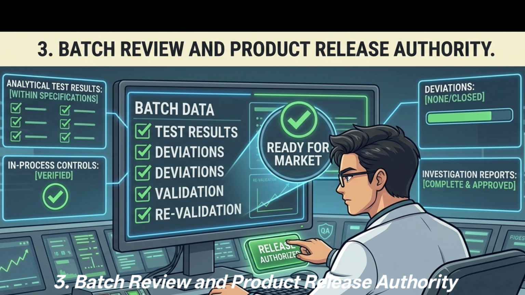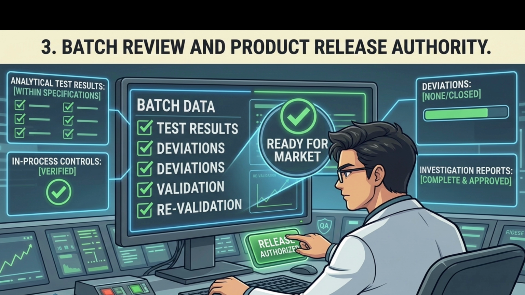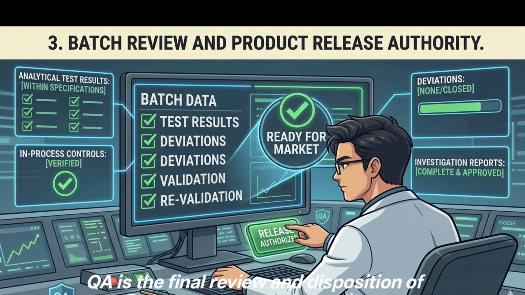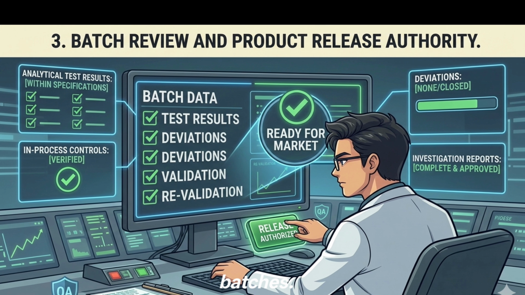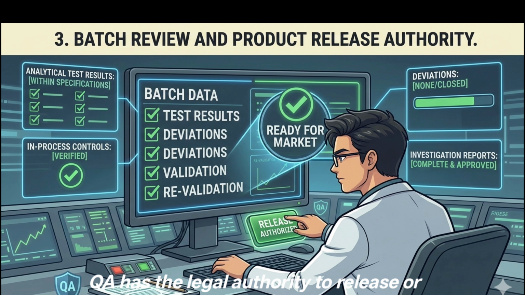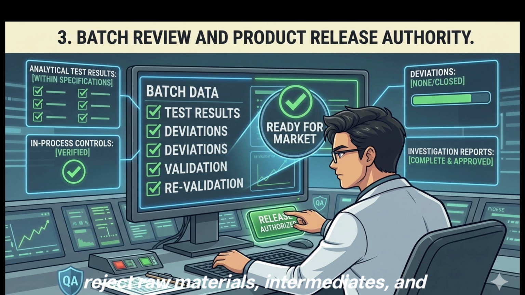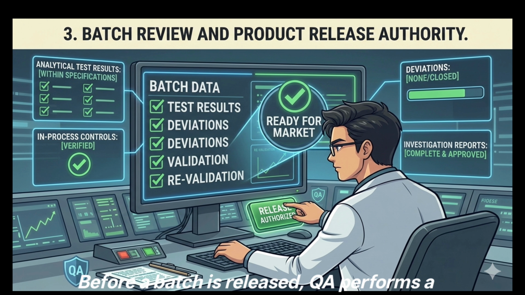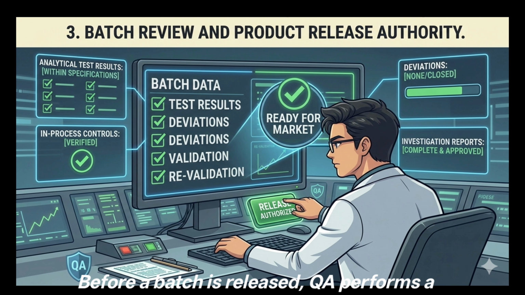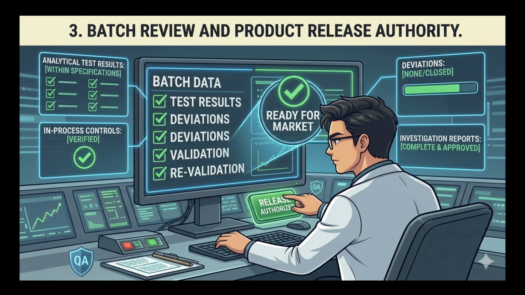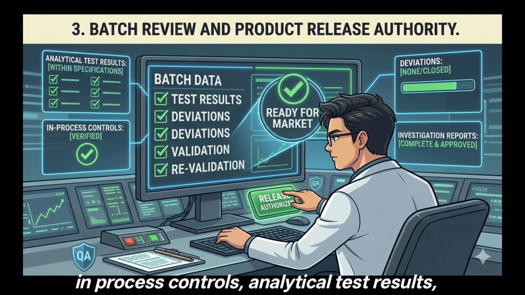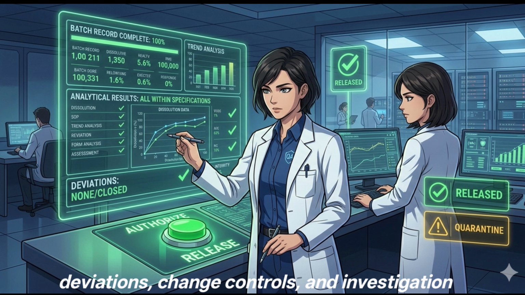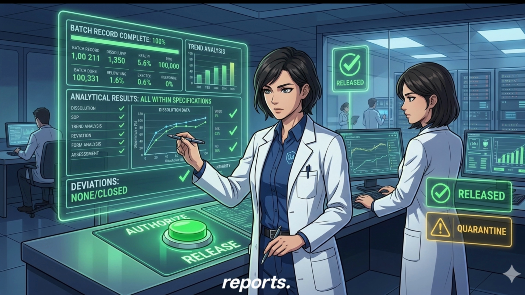3. Batch review and product release authority. One of the most critical responsibilities of QA is the final review and disposition of batches. QA has the legal authority to release or reject raw materials, intermediates, and finished products. Before a batch is released, QA performs a comprehensive review of the batch manufacturing record, in-process controls, analytical test results, deviations, change controls, and investigation reports.